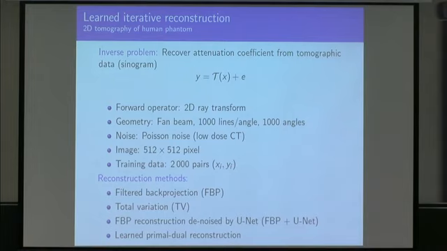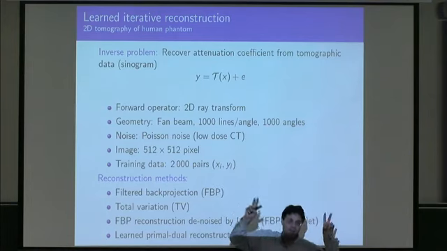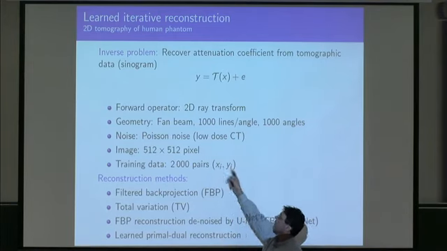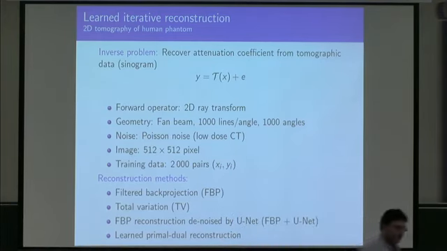This is low dose, there's Poisson noise here, there's a 2D ray transform. It's 512 squared pixels. Training data is taken from about 9 patients, 9 patient slices. So we have about 2,000 pairs of 2D high dose CT slices, which are somehow our phantom, and corresponding data.